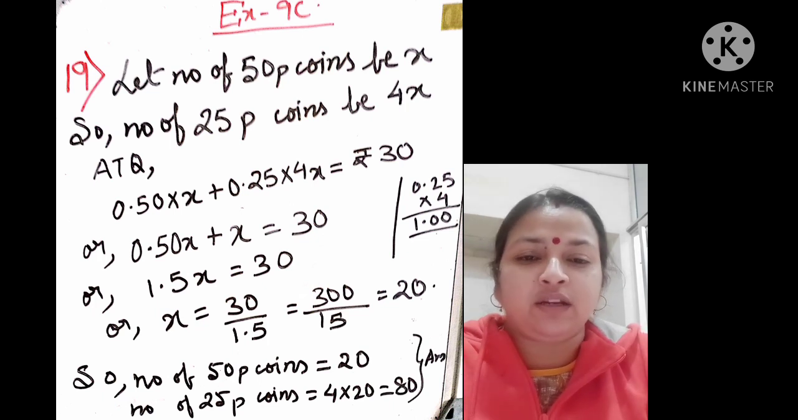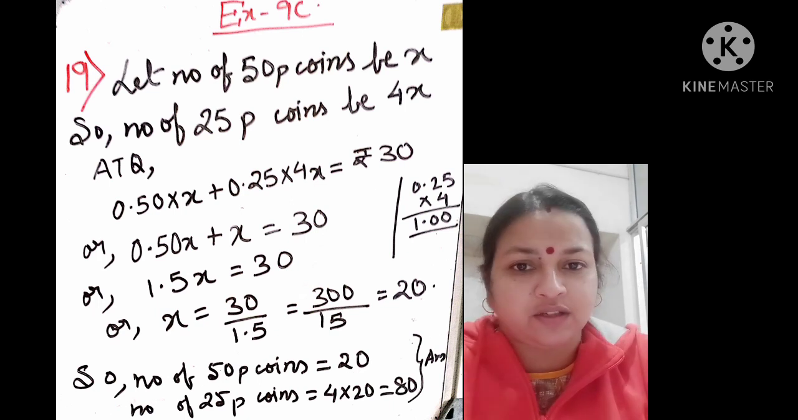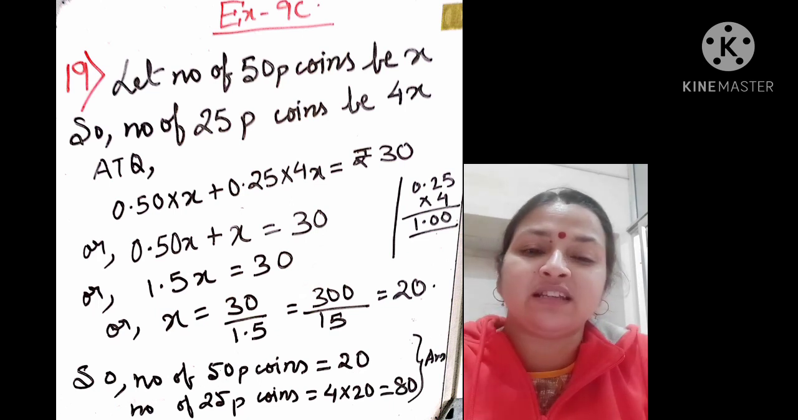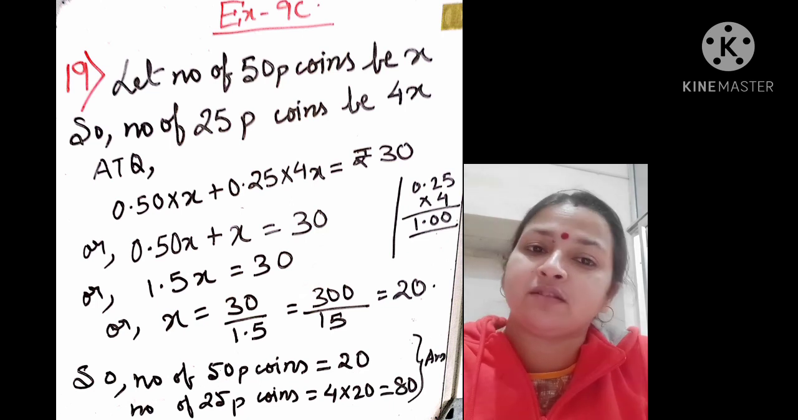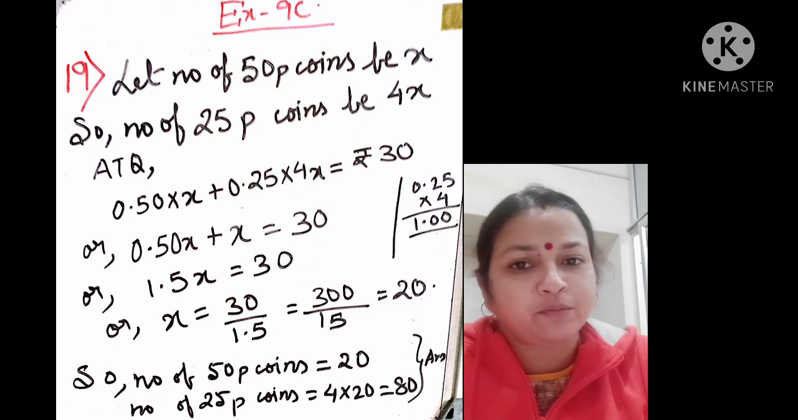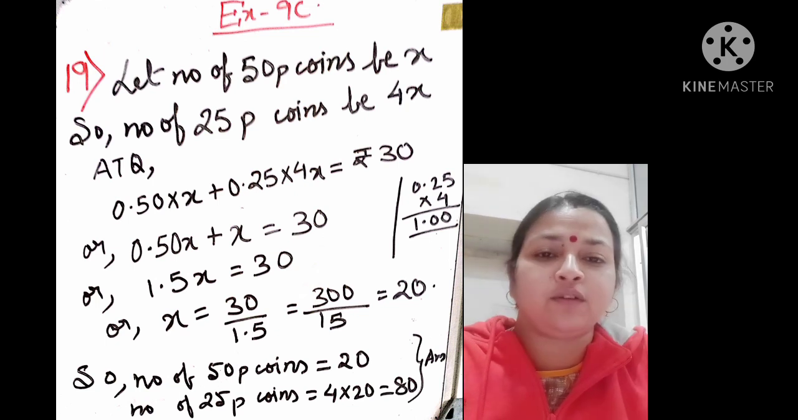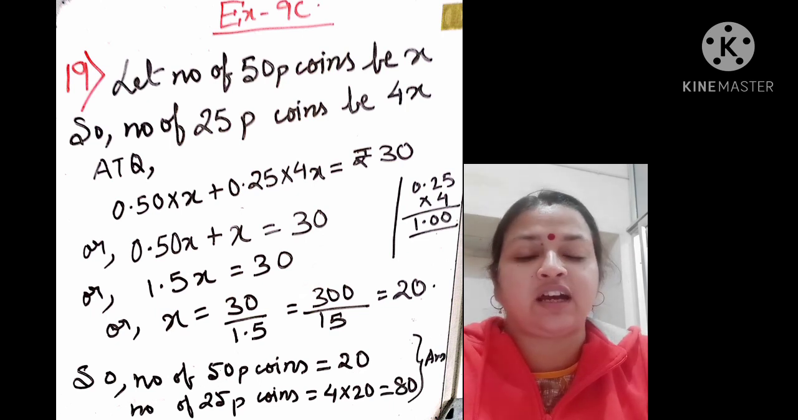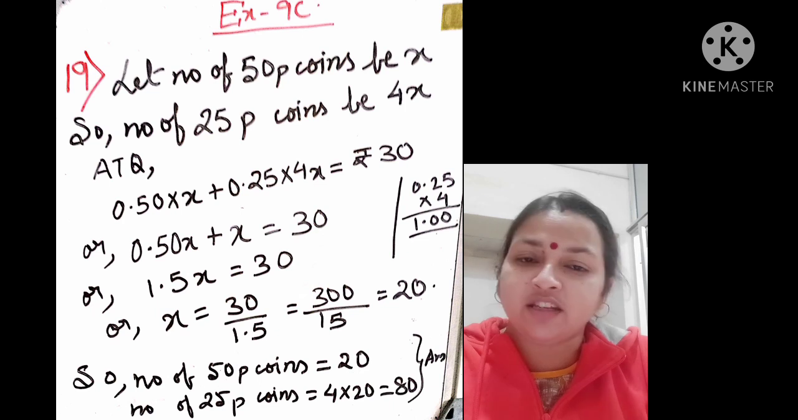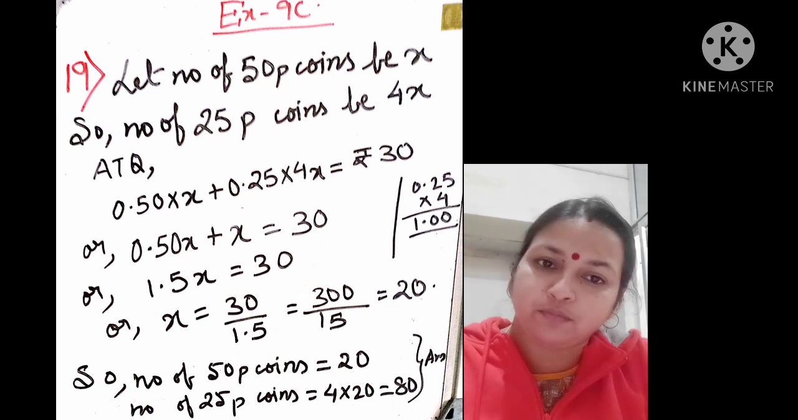When we calculate with two different types of units, we have to convert them into a single unit, right? So 25 paise means how much rupee? 0.25 rupee. And 50 paise means how much rupee? 0.5 rupee. Okay. So ATQ, according to the question, 0.5 into x plus 0.25 into 4x is equal to 30 rupees, because we know that those total paise make rupees 30.